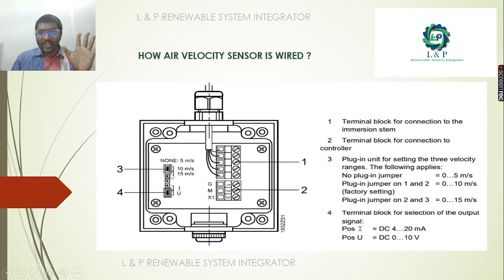If there is no plugged-in jumper, the default setting is 0 to 5 meters per second. If the jumpers are plugged in 1 and 2, then the measuring range will be 0 to 10 meters per second. If the jumpers are installed in 2 and 3, then the measuring range will be 0 to 15 meters per second. There are also DIP switch settings. If you want your output in current, it will be 4 to 20 milliamps. If you want your output in voltage, then the DIP switch should be in the U position, and it will be 0 to 10 volts DC.